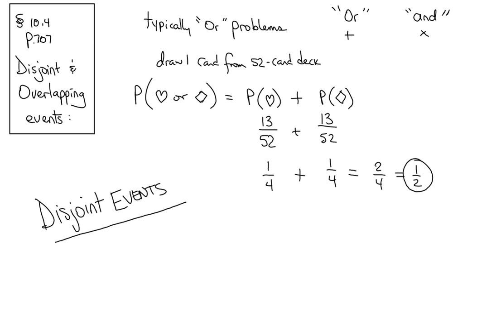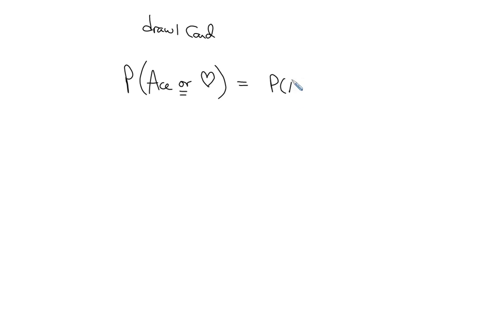Okay? Let me give you an example of what we call overlapping events. What if we were going to draw a card out of a 52-card deck, and we want to know the probability of getting an ace or a heart? So again, this is an OR, which is telling us what? Add. So this is the probability of getting an ace plus the probability of getting a heart.